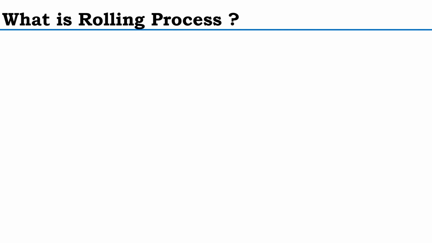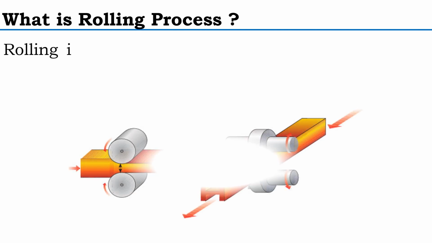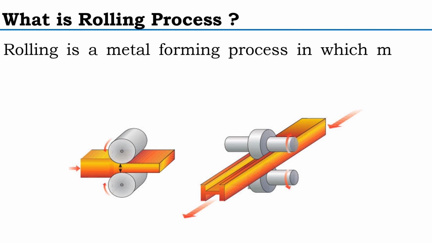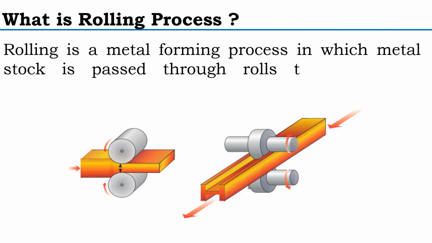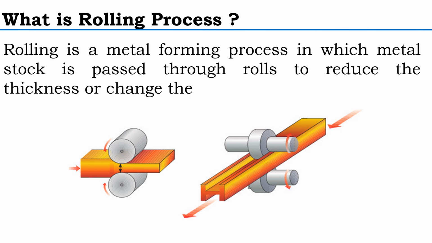What is rolling process? Rolling is a metal forming process in which metal stock is passed through rolls to reduce the thickness or change the cross-section of the stock.